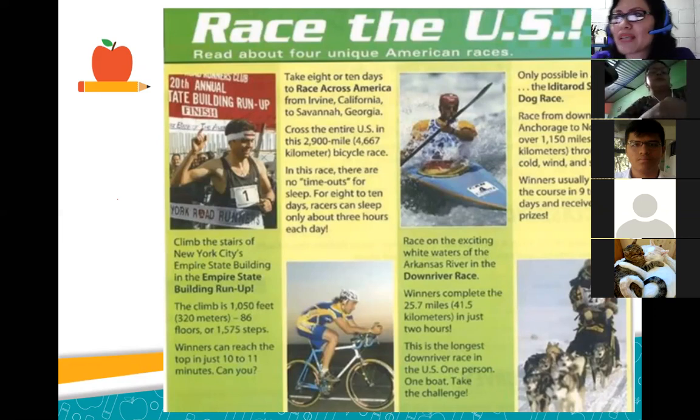What about number two? Dennis, can you please help me with number two? Hi, teacher. Is it take? Yes, take. Take 8 to 10 days to race across America from Irvine, California to Savannah, Georgia, from the entire USA in 2,900 miles, 4,667 kilometer bicycle race. In this race, there are no timeouts for sleep. For 8 to 10 days, racers can sleep only about 3 hours each day. Very good. Excellent. Thank you very much.